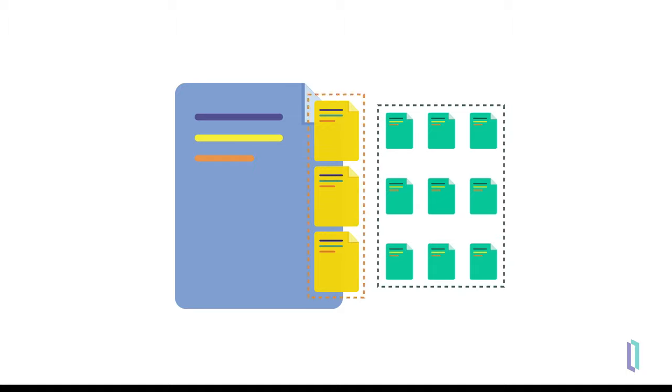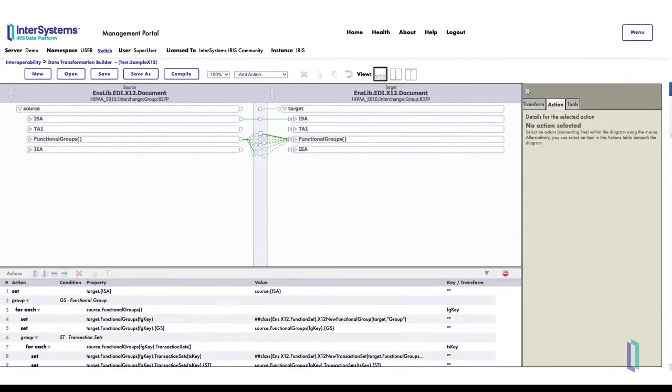For this reason, the DTL must loop through each functional group, then subloop through each of the transaction sets within these functional groups. The next part of this video shows how you can build transformations using the DTL Editor. You will see an overview of this process, followed by a full demonstration.